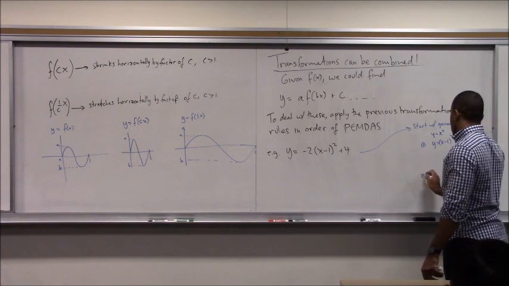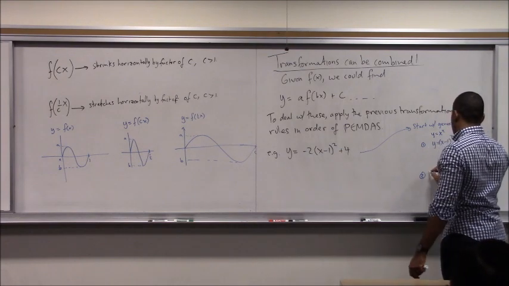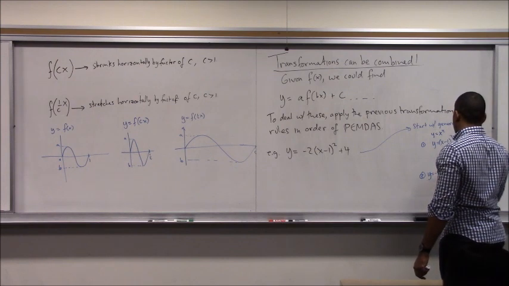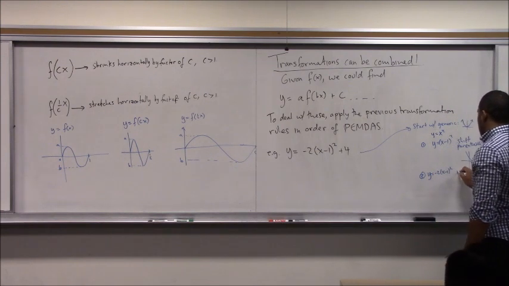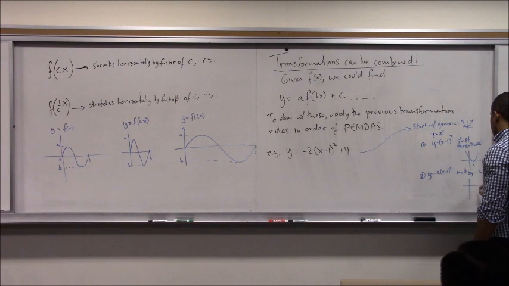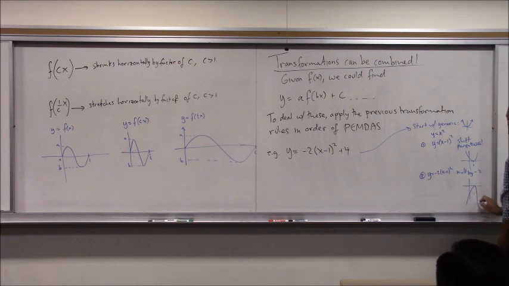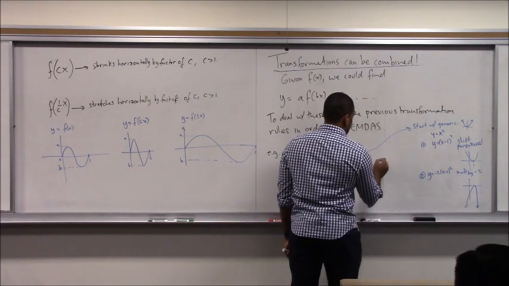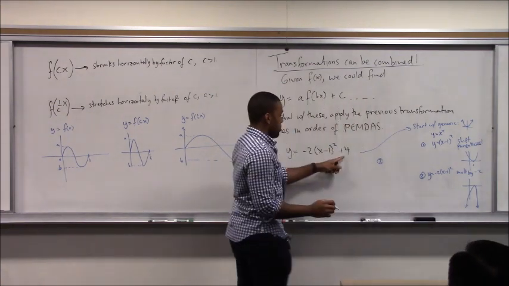The next thing you do is multiply that by the negative 2. So you'd multiply by minus 2. That will now turn this graph upside down. I would also apply a stretch at the same time. And then the third thing you would do is apply the plus 4.